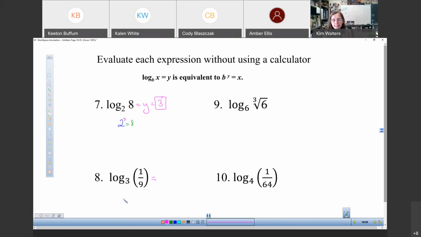So think of this as 3 to some power is going to give me this fraction of 1/9. Well, first thing I need you to recognize is I'm turning a whole number into a fraction, so my answer has to be negative. Then 3 to the second power, 3 times 3 is 9, but I need that exponent there. Since I have 3 times 3, it means I have two 3s, so 3 to the second power. And so my answer here is going to be negative 2.